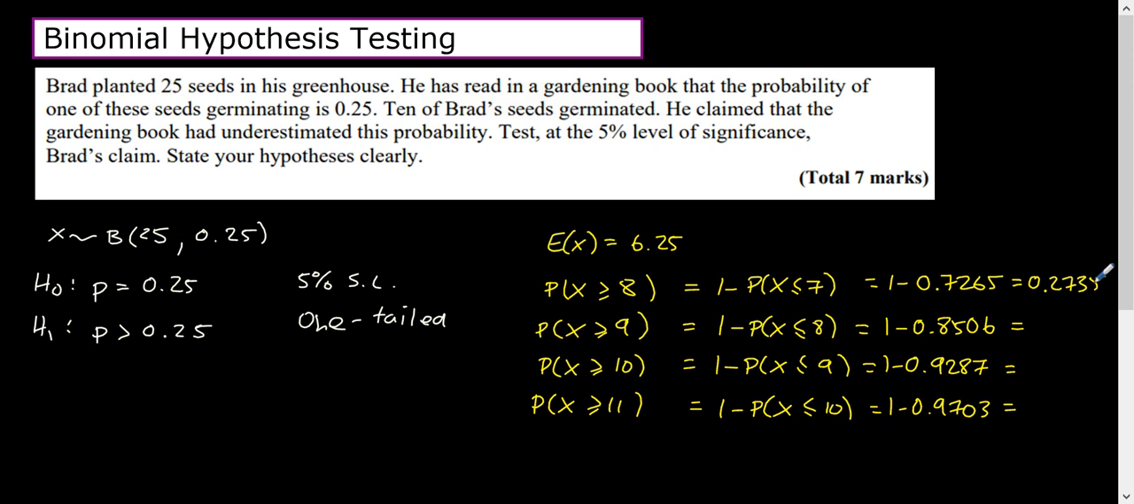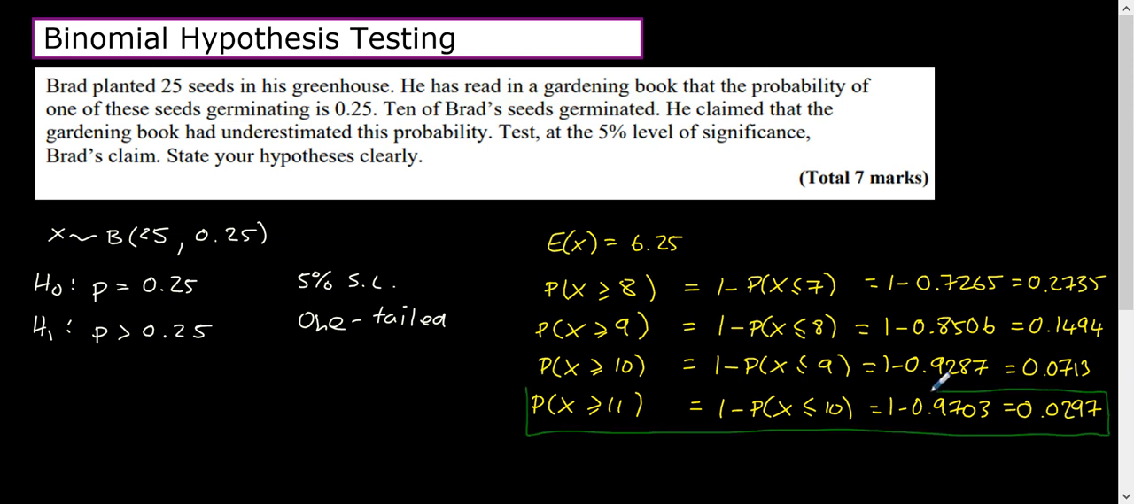And we'll do 1 minus 0.8506. We get 0.1494. Again, all these to 4 decimal places. We'll do 1 minus 0.9287: 0.0713. We hadn't already got to our value, so then 1 minus 0.9703: 0.0297. Now, if we hadn't hit upon a value that was less than 5%, we'd keep going. In this instance, we've hit upon our value on the very last one, and we've got greater than or equal to 11.